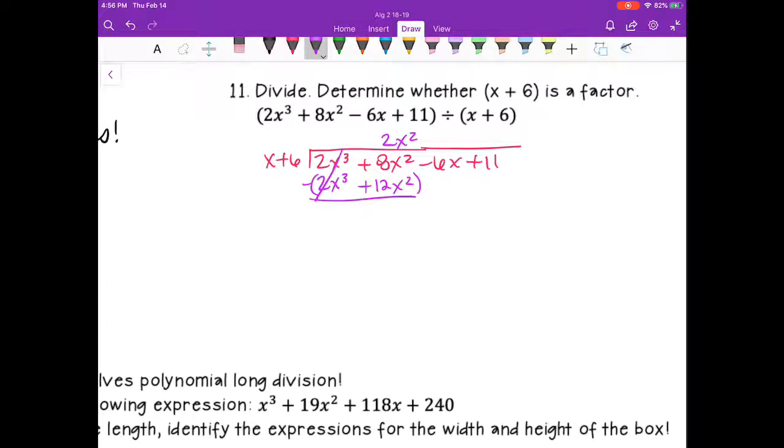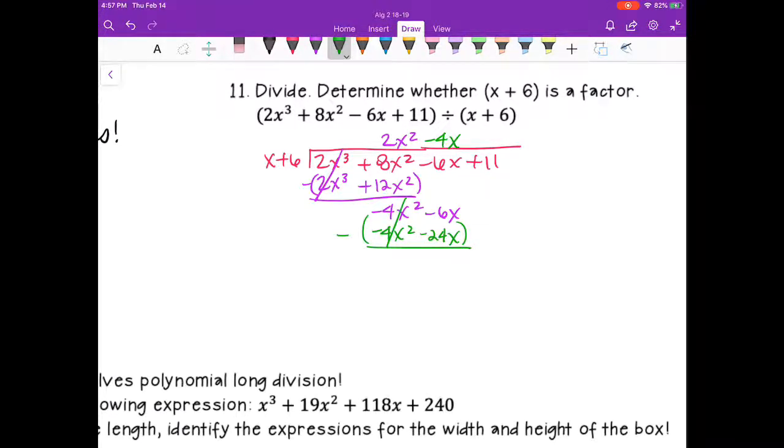8x squared minus 12, negative 4x squared minus that 6x. What do I have to multiply x by in order to get negative 4x squared? Well, that would be negative 4x. Negative 4x times x, negative 4x squared. Negative 4x times 6, minus 24x. And I subtract. Those cancel.